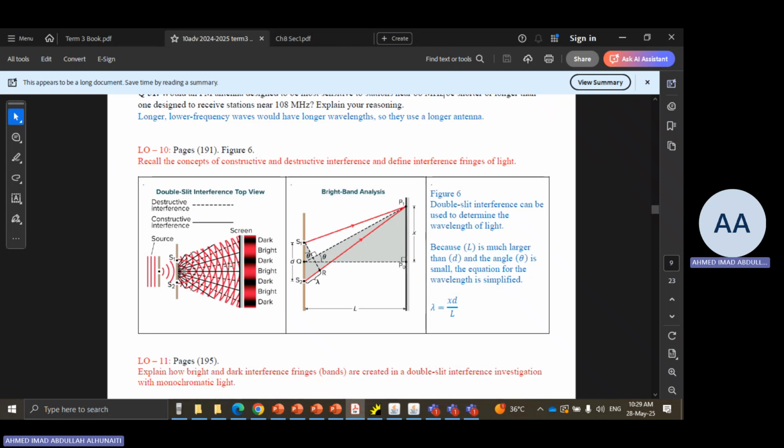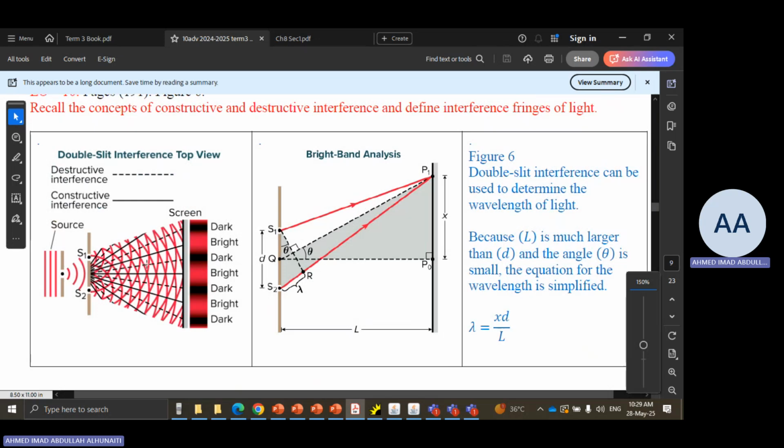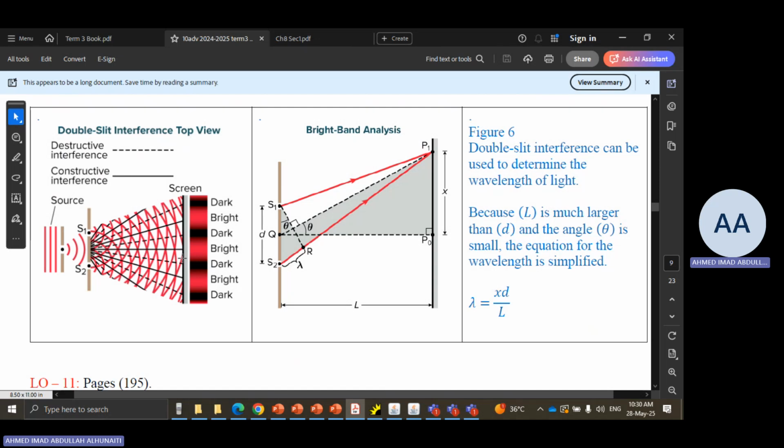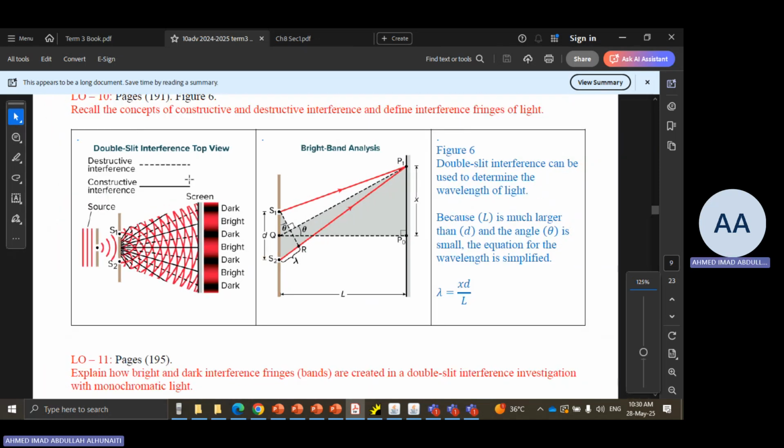While if we look very carefully, here we have a red line where the crest from S1 is aligned with the trough from S2, so you'll have destructive interference. So if we trace all these points, then we'll have a dark band because this is the result of destructive interference. So look very carefully at this figure here.